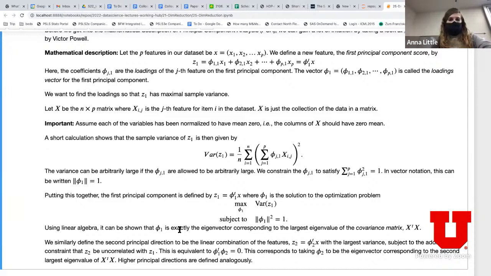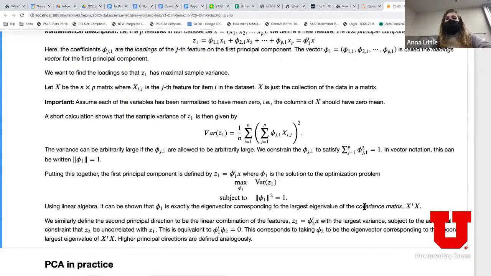Phi1 happens to be the eigenvector corresponding to the largest eigenvalue of what's called the covariance matrix X transpose X. So here X transpose would be P by N, X would be N by P. This covariance matrix is P by P, right? And its eigenvectors will be P-dimensional vectors, which you can interpret as telling you different linear combinations of your features, which you can take. Okay, so that's what this thing is.